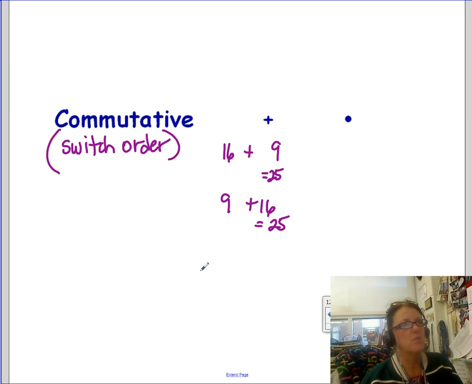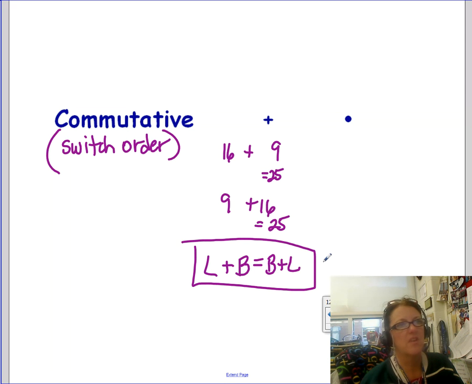Algebraically, here's what it looks like. If I pick any two variables like L and B, and I told you to add those two together, it would be exactly the same as saying take B plus L. So algebraically, here's how the commutative property looks: changing the order doesn't matter.